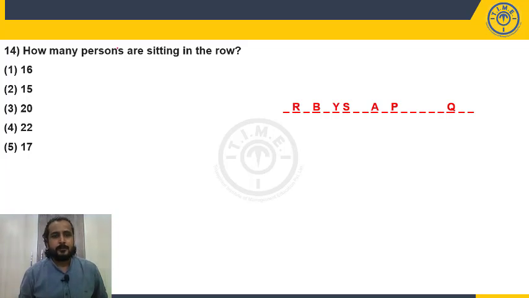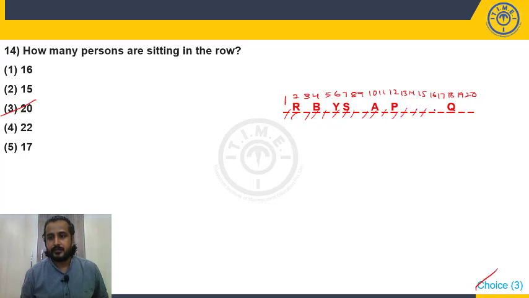Okay. How many persons are sitting in the room? Count it. 1, 2, 3, 4, 5, 6, 7, 8, 9, 10, 11, 12, 13, 14, 15, 16, 17, 18, 19, 20. So 20. So choice 3. In the exam, you need not write the numbers. Just strike off like this. Don't write the numbers and don't waste your time.